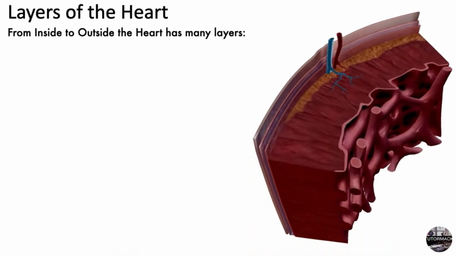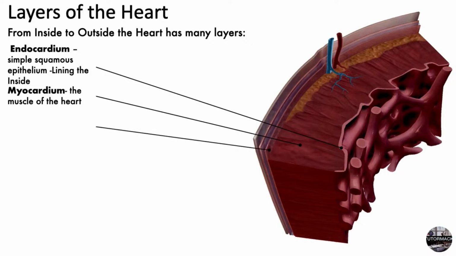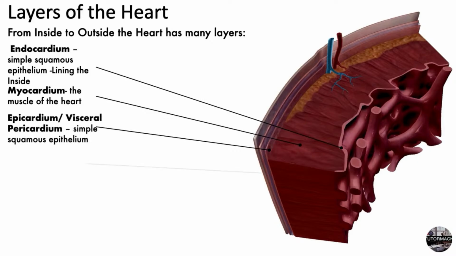Let's look at some layers. Let's look at the layers of the heart from the inside out. The first layer there. That's right, endocardium, right? Simple squamous epithelium lining inside. How about here? You got it. Myocardium, the muscle of the heart. Here. Yes. Epicardium, visceral pericardium, simple squamous epithelium.